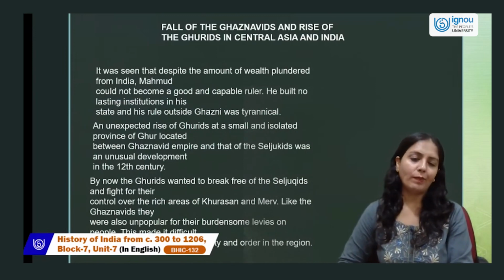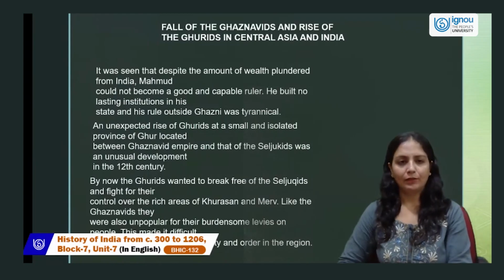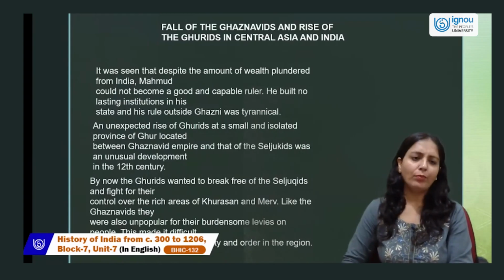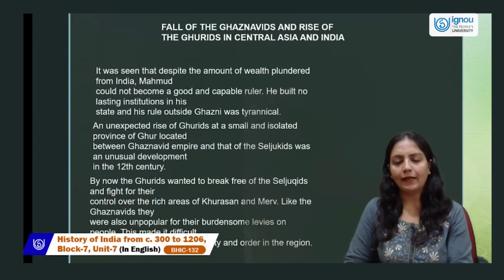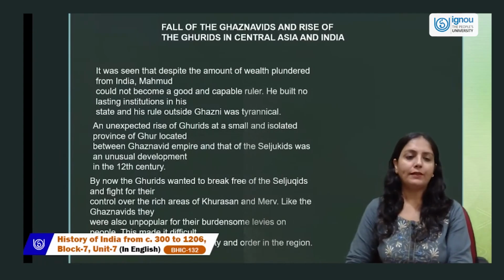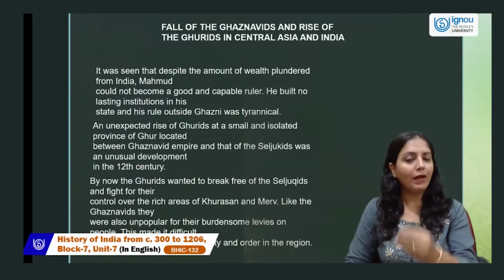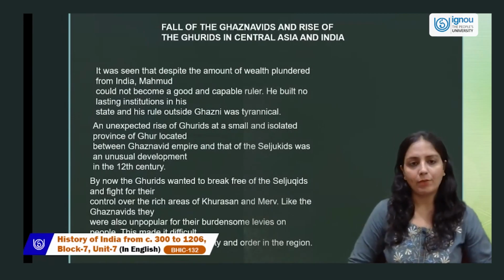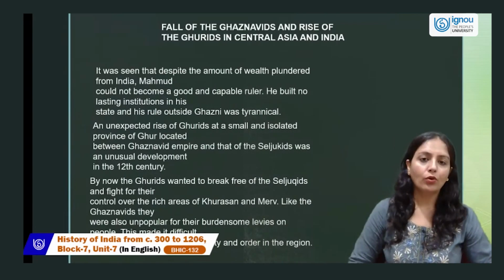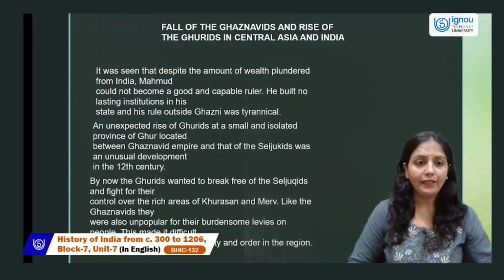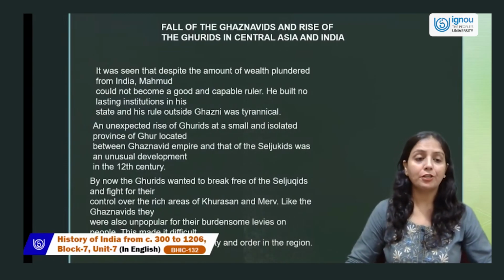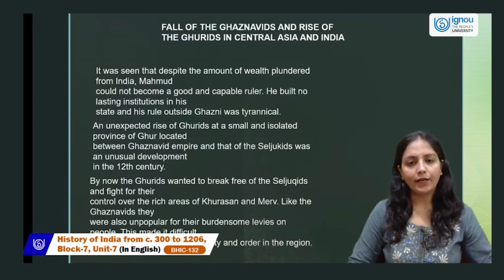It was seen that despite the amount of wealth plundered from India, Mahmud could not become a good and capable ruler. He built no lasting institutions in his state. He plundered everything, but he was not capable. He was not a good ruler at that time. And he had not built any institutions in his state as all rulers did at that time. His rule outside Ghazni was tyrannical.